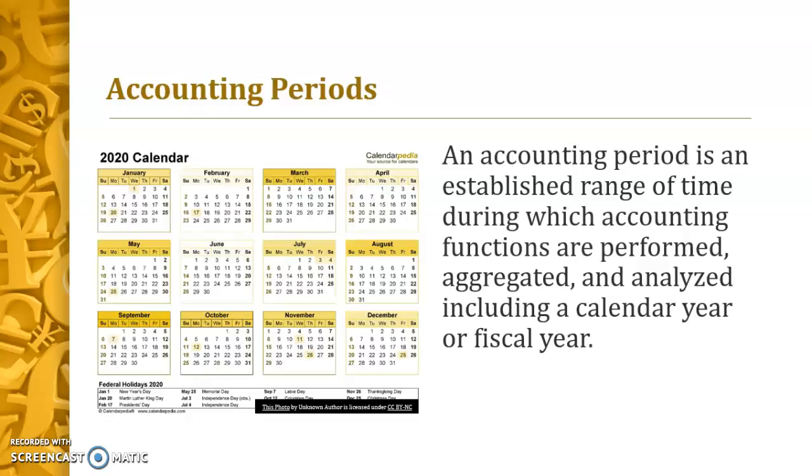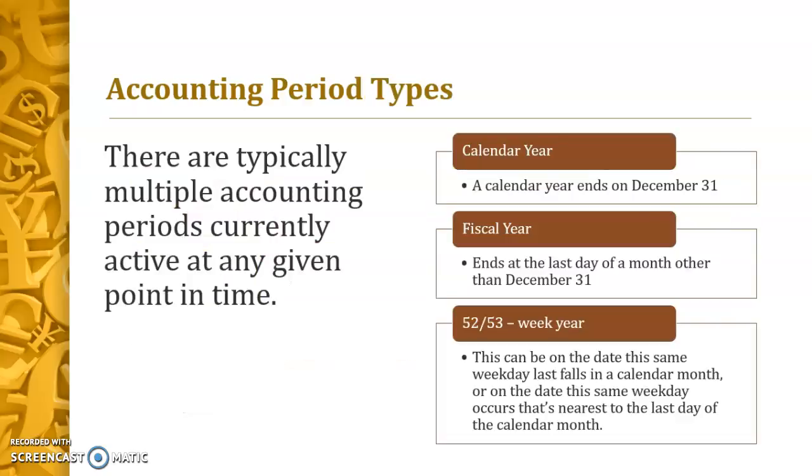What is an accounting period? An accounting period is an established range of time during which accounting functions are performed, aggregated, and analyzed, including a calendar year or fiscal year. The accounting period is useful in investing because potential shareholders analyze a company's performance through its financial statements that are based on the fixed accounting period.